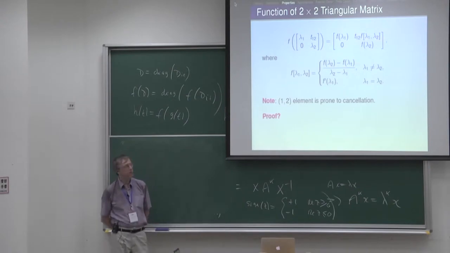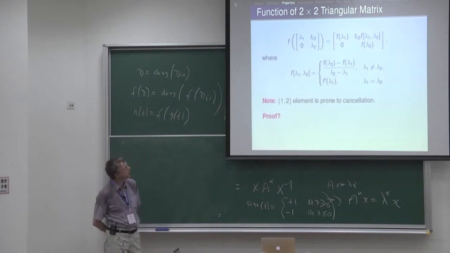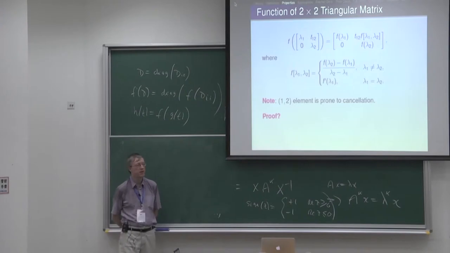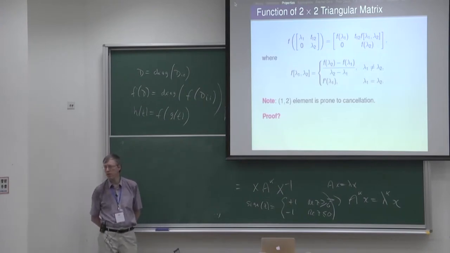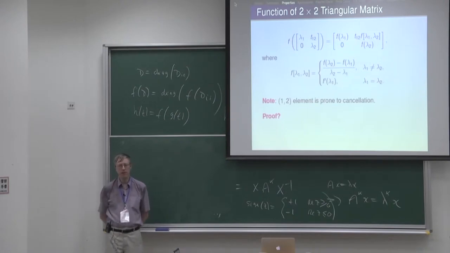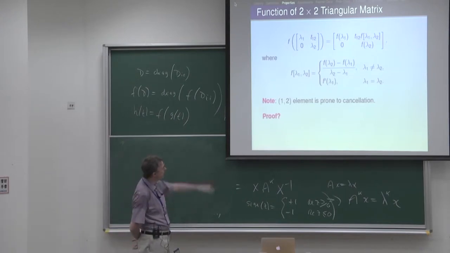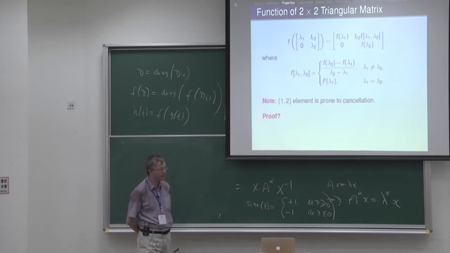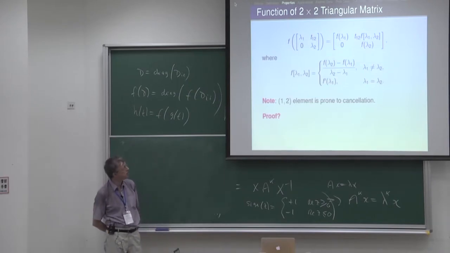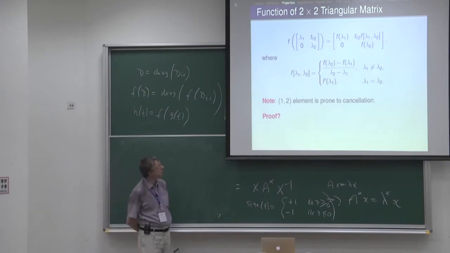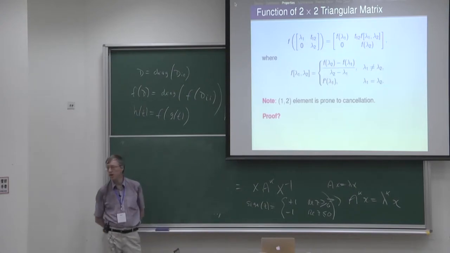So the only new thing in that formula is the 1,2 element of F. How have we got that formula? T12 times the divided difference. Has anybody not heard of divided differences before? You probably first meet them in polynomial interpolation, in a first numerical analysis course. The divided difference of f at lambda 1, lambda 2 is just the difference of f's divided by the difference of lambdas, except if lambda 1 is equal to lambda 2, in which case the limit is taken and you get the derivative.